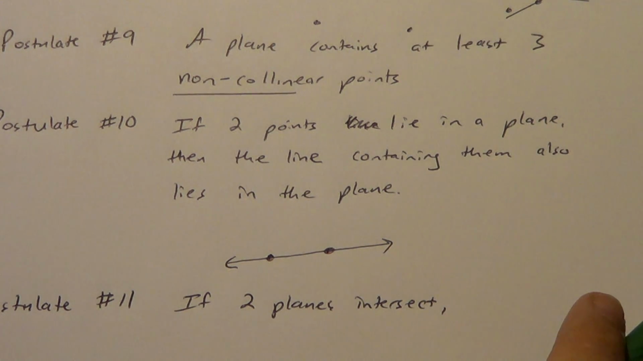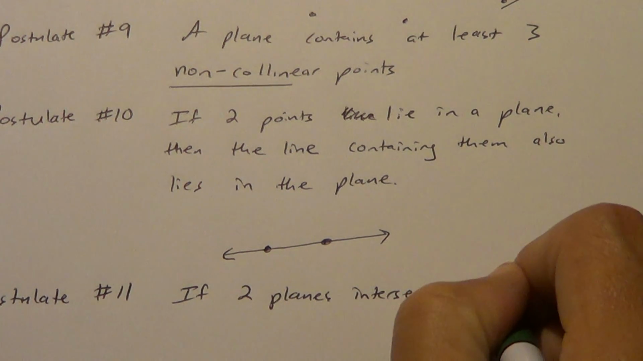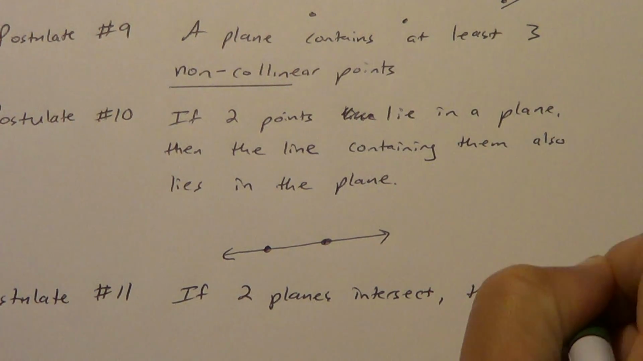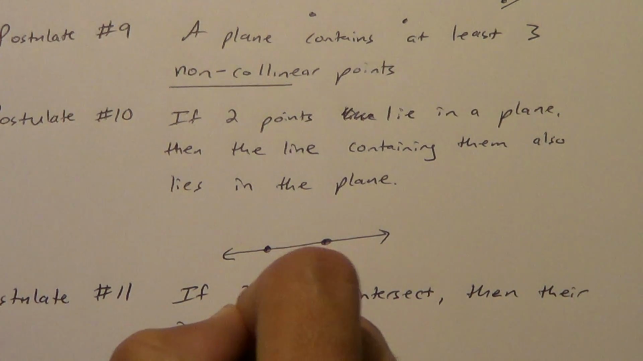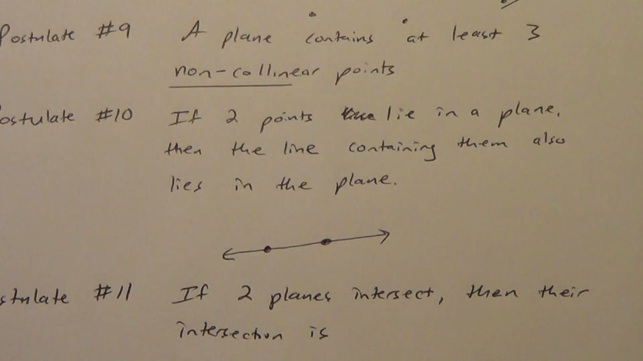Hopefully the floor and the ceiling don't intersect. Okay, hopefully the front wall and the back wall don't intersect. If they do, we've got some kind of problem. Okay, so if two planes intersect, then their intersection is what? Okay, remember, let's think about that.